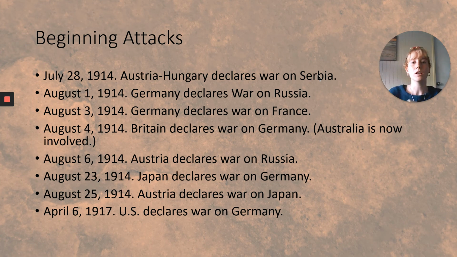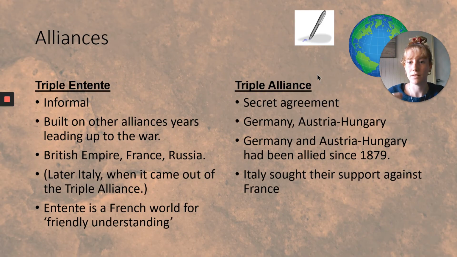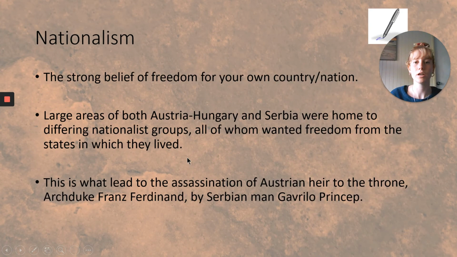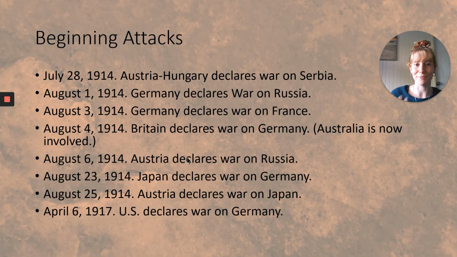involved. Germany also declares war on France, because remember, if we go back to this, France and Russia are in here together. Okay, so as you can see, this is just getting bigger and bigger. So then Britain, who is with France in that triple entente, and Russia declare war on Germany. And because Australia is allied with Britain, we are now involved too.